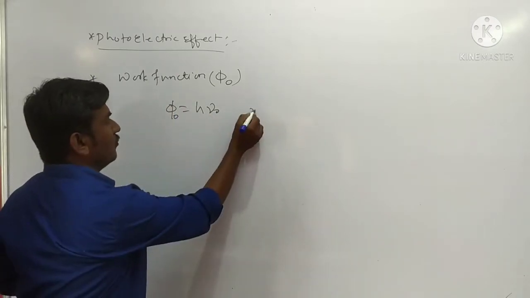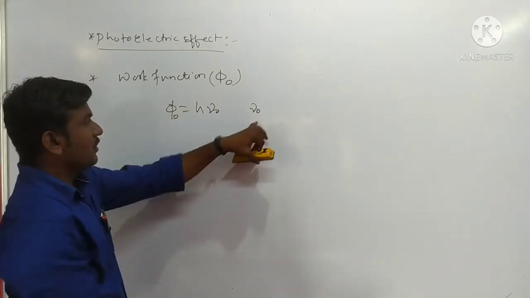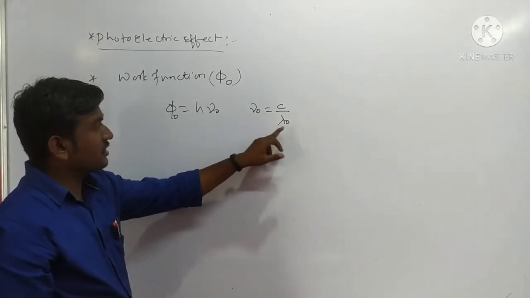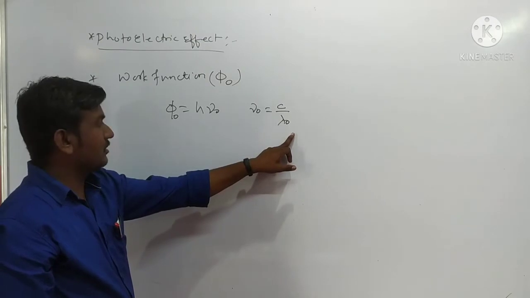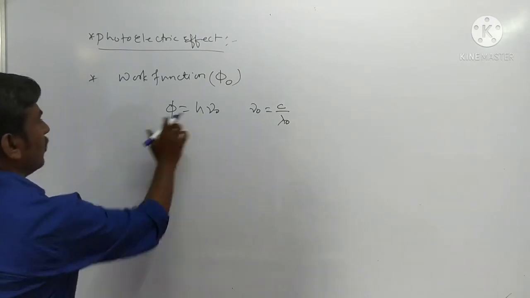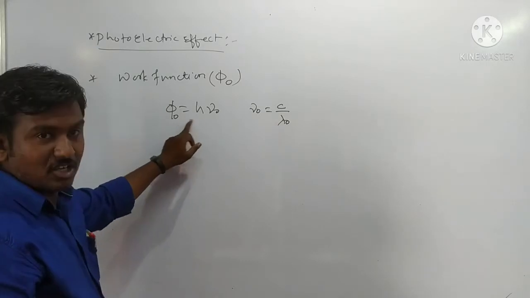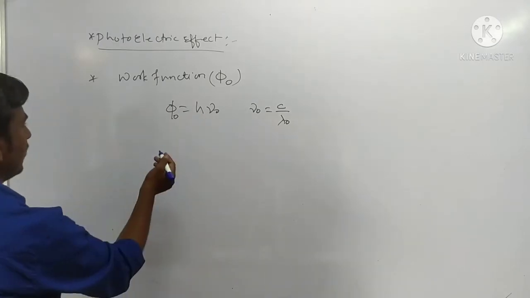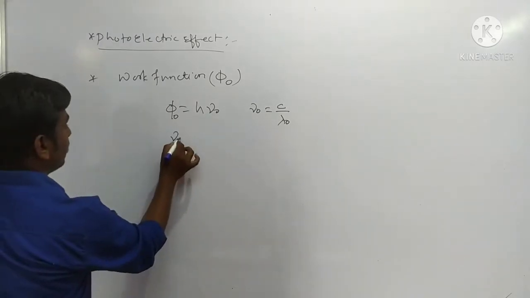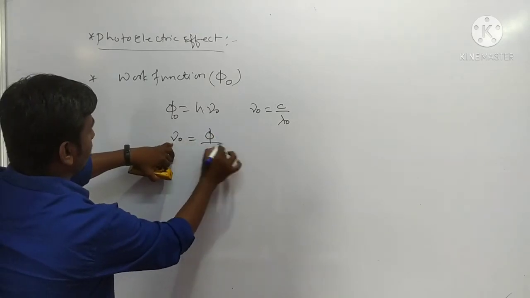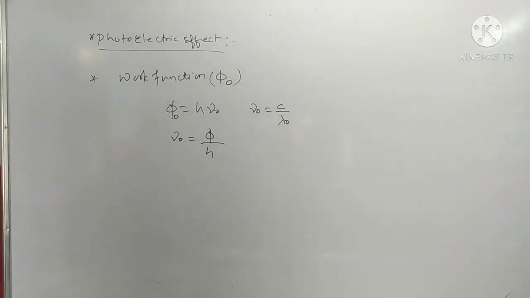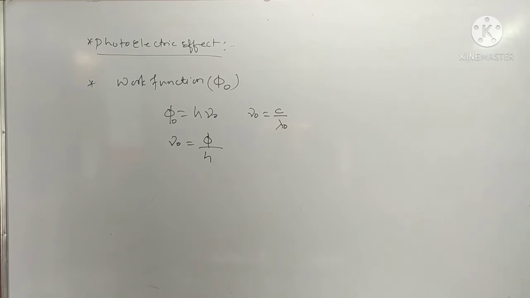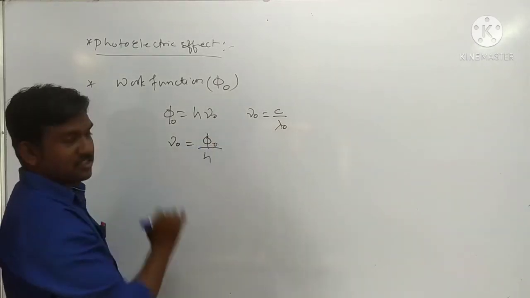This threshold frequency is equal to c divided by lambda naught, where lambda naught is the corresponding wavelength, that is, the threshold wavelength. So the formula we got for the work function is phi naught equals h nu naught. Also, we can find the threshold frequency: threshold frequency equals phi divided by h, phi naught divided by h.